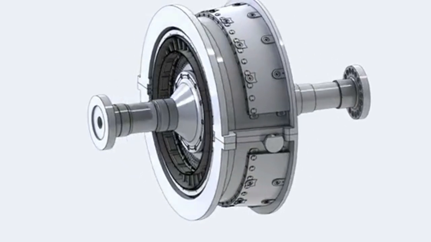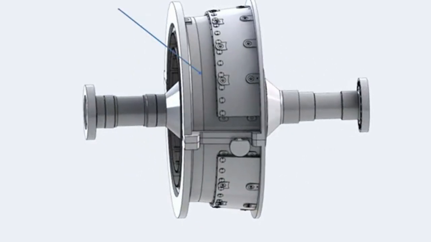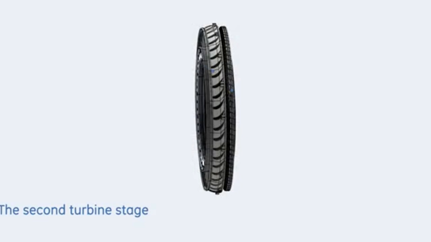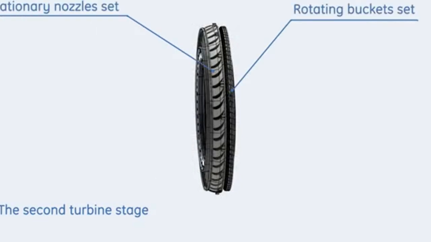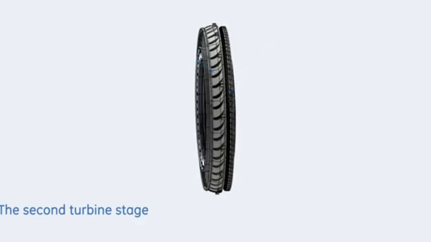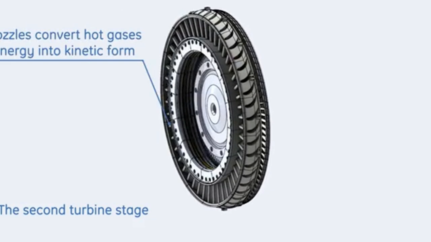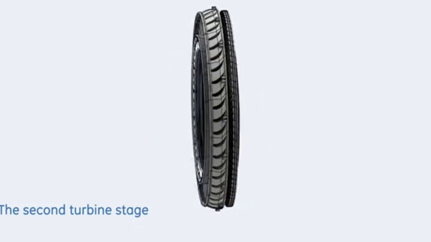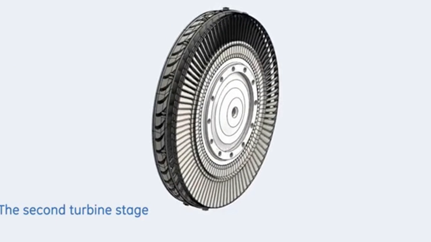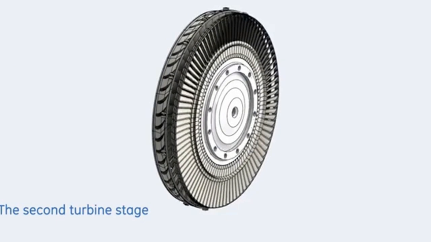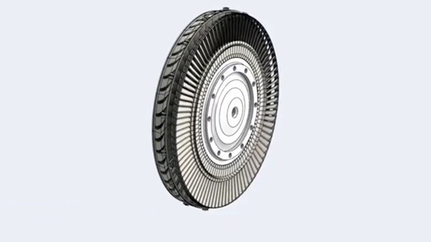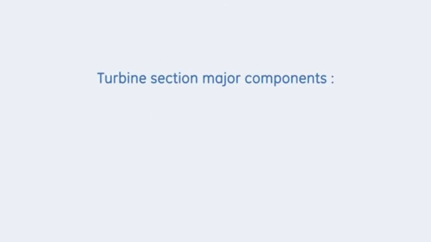The turbine section consists of 3 stages. Each stage consists of a set of stationary nozzles, followed by a set of rotating blades. The stator nozzles convert the energy in the hot gases leaving the combustion system into kinetic energy and direct the gases at the proper angle to rotate the moving blades to produce the mechanical rotational energy. The turbine section consists of the turbine stator and the turbine rotor.